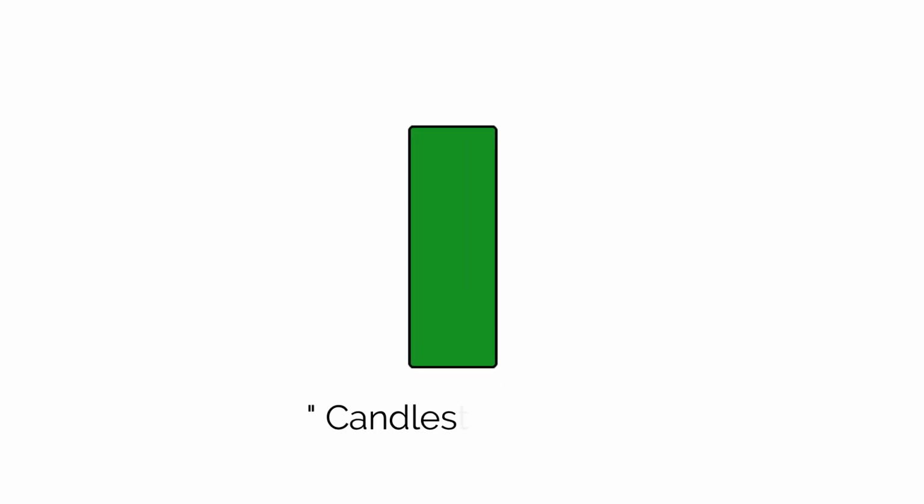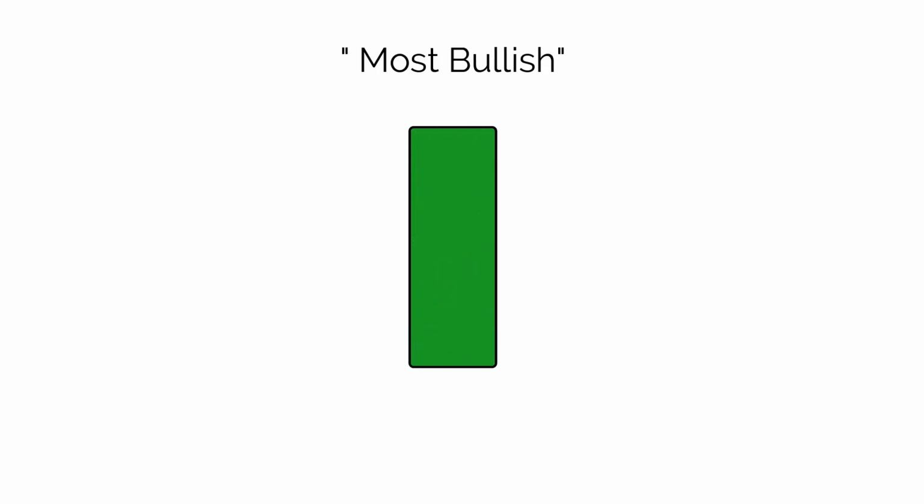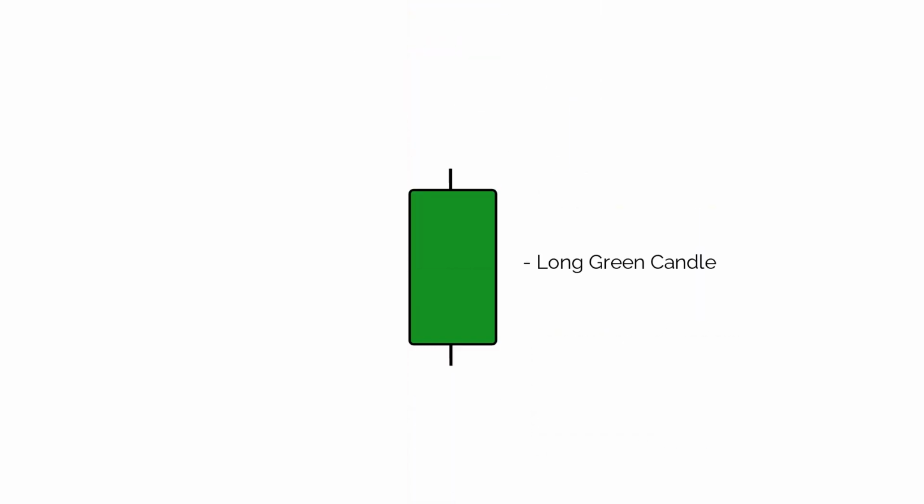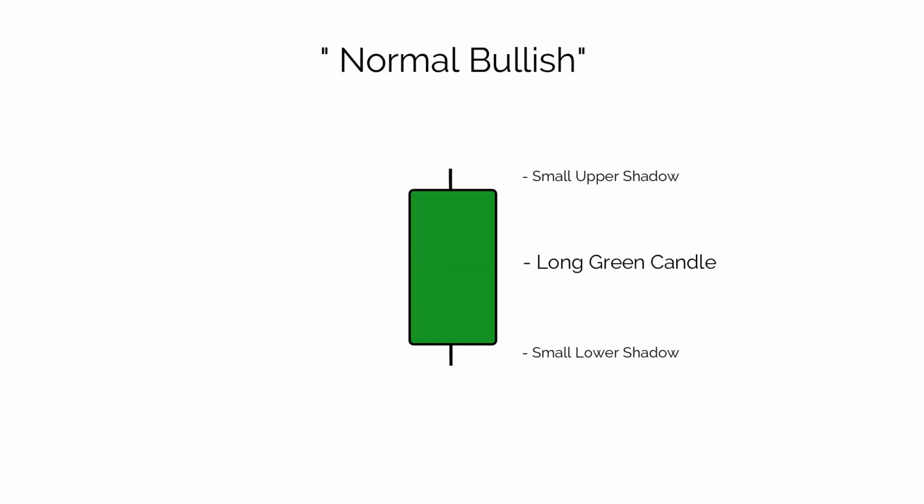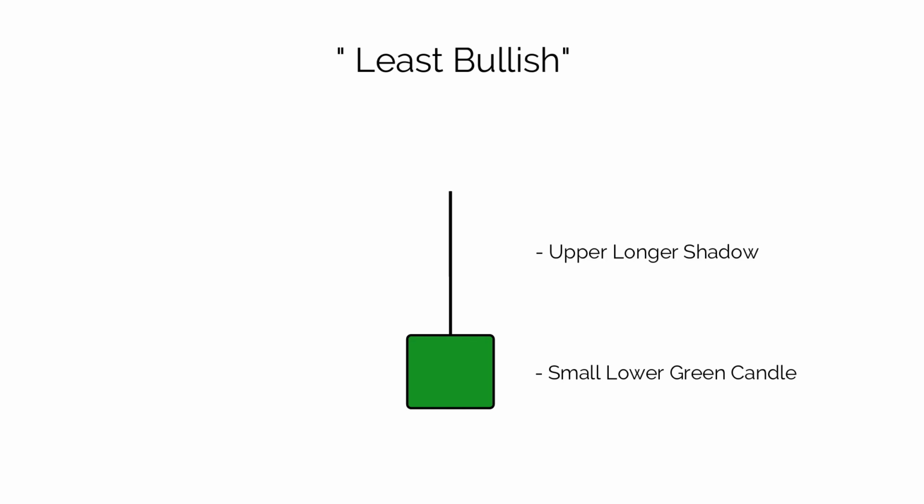The candlestick size signifies how strong the dominance is in a bullish or bearish condition. The long green candle with no shadow indicates the most bullish. The small body at the top and long lower shadow indicates the second most bullish. The green candle with a small shadow on both sides indicates a normal bullish. The small green candle with longer upper and lower shadows indicates neutral bullish. The small lower green candle with a longer upper shadow indicates the least bullish candle.